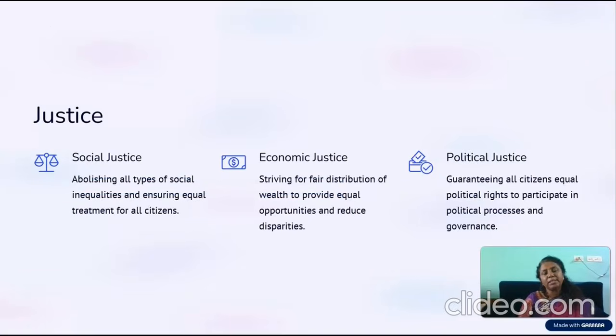Then there is justice. Justice means all types of justice: social justice, economic justice, political justice. Abolishing all types of social inequalities and ensuring equal treatment to all the citizens of India is social justice. And economic justice means striving towards the distribution of wealth equally among the people to reduce disparities; we are trying our best to do this. Then political justice means guaranteeing all citizens equal political rights. Anybody can participate in elections, anybody can become the prime minister, anybody can contest in elections.